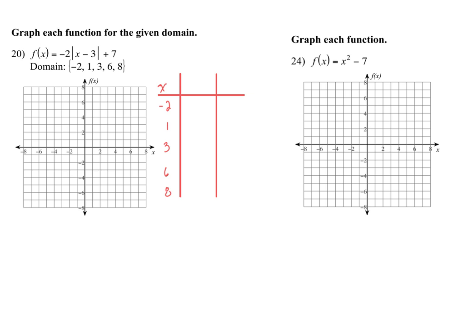The function was right here. It's given to you right there. -2, absolute value of x minus 3 plus 7. And so you're going to plug those in. You're going to say -2, and then I'm going to plug in -2 minus 3 absolute value plus 7. And I'm going to figure it out. -2 minus 3 is -5. But the absolute value of -5 is 5. -2 times 5 is -10, plus 7 is -3. Y value. You're just solving for it.